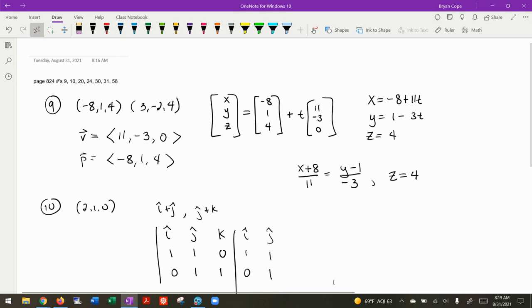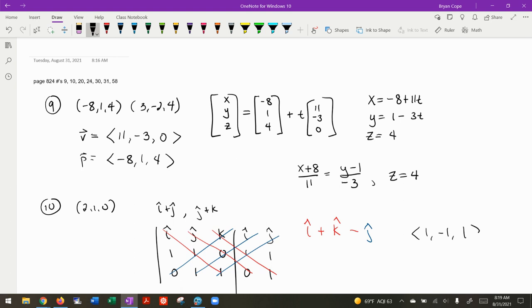Okay, so first we are going to do the sums. Got to get this right. These are going to be the positive sums. So it would be i plus k minus, now we'll do in blue the negative sums, minus j, and that's it, right? Yeah. Okay, so it's the vector (1, -1, 1).